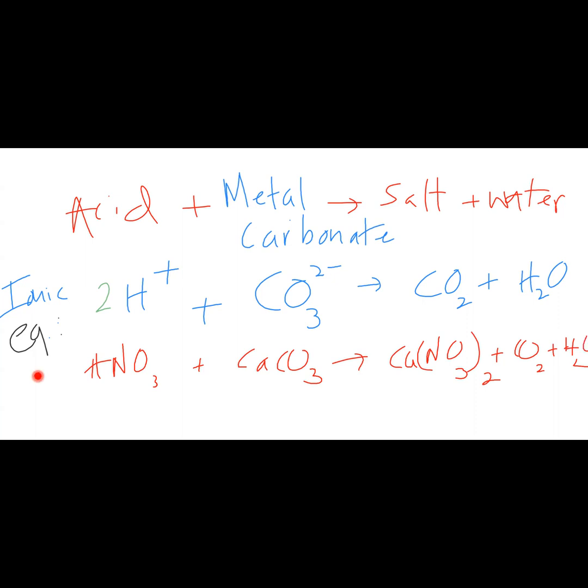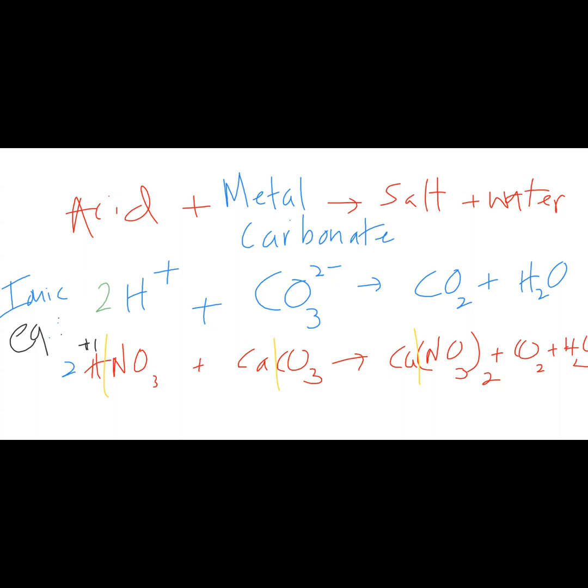Let's break down the ions. Nitric acid, calcium carbonate. We need 2 nitric acids, because in calcium nitrate we have 2 nitrates. So our nitric acid should be multiplied by 2, otherwise you can't balance this equation. So now you get 2 hydrogen ions.